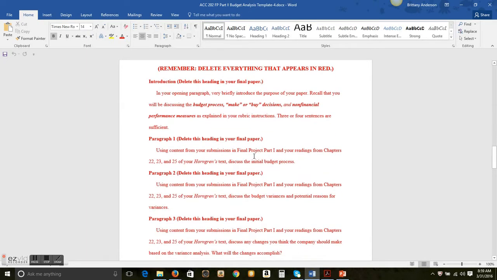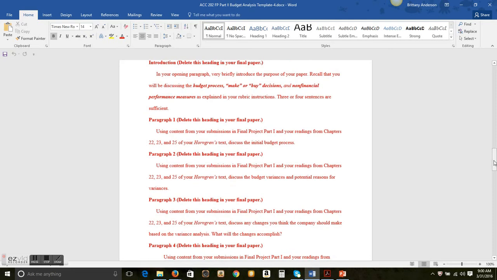Then this moves into the template and it tells you, okay, you're going to have an introduction, and we'll go over that in the next video. Paragraphs 1, 2, and 3 is what we're going to talk about. So in paragraph 1, it's telling you to use content from your submission in project 1 and your readings, and it gives you the specific chapters, to discuss the initial budget process. Then in paragraph 2, you're going to use content from your submission in the final project part 1 in your readings and discuss the budget variances and potential reasons for that.